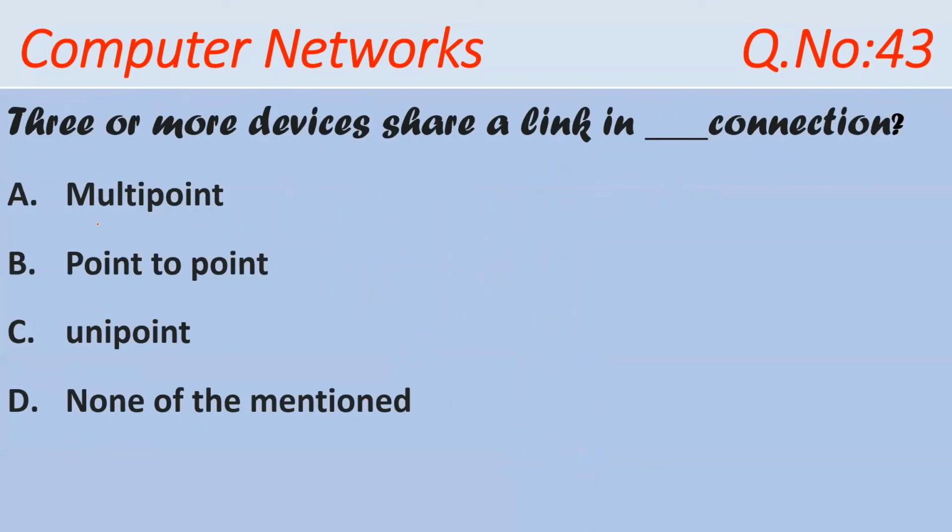3 or more devices share a link in dash connection. Okay, so point to point is where I'll be having 1 to 1, and 3 or more devices sharing a link, it will be multi-point connection. So the option is A.